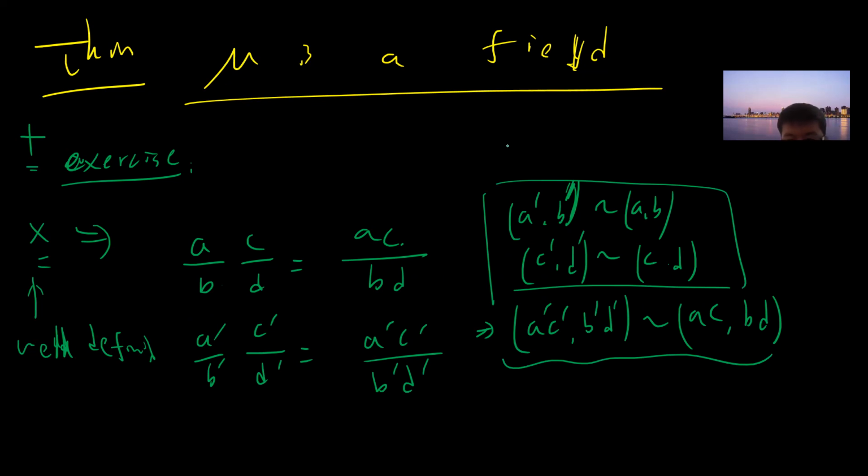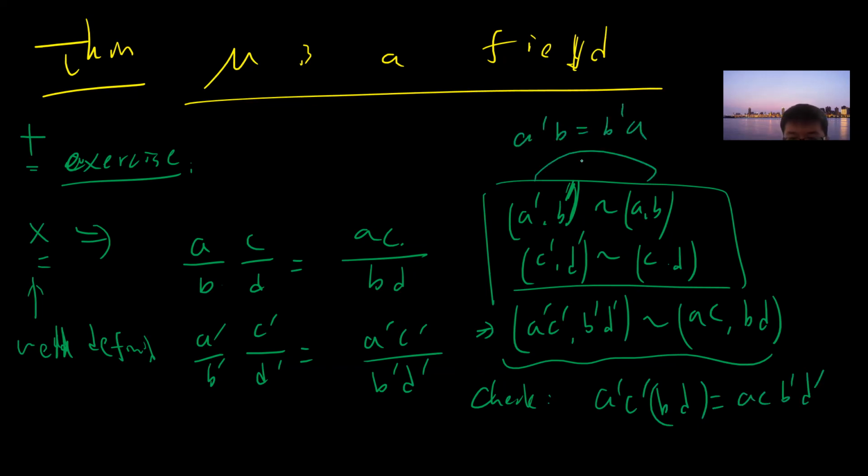So how to do this? We need to check whether A prime C prime BD will be the same as AC B prime D prime. From the assumption we get A prime B is B prime A, and then we get D prime C is the same as C prime D. So in order to prove it, it's very easy.